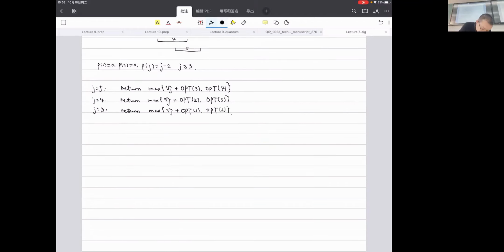For j equals 2, we return the max of Vj plus OPT0, and OPT0 is 0, so we can just get OPT1. And of course, when j equals 1, we return the max of Vj and OPT0. In this case, OPT0 equals 0, so we are good, and this equals 1.